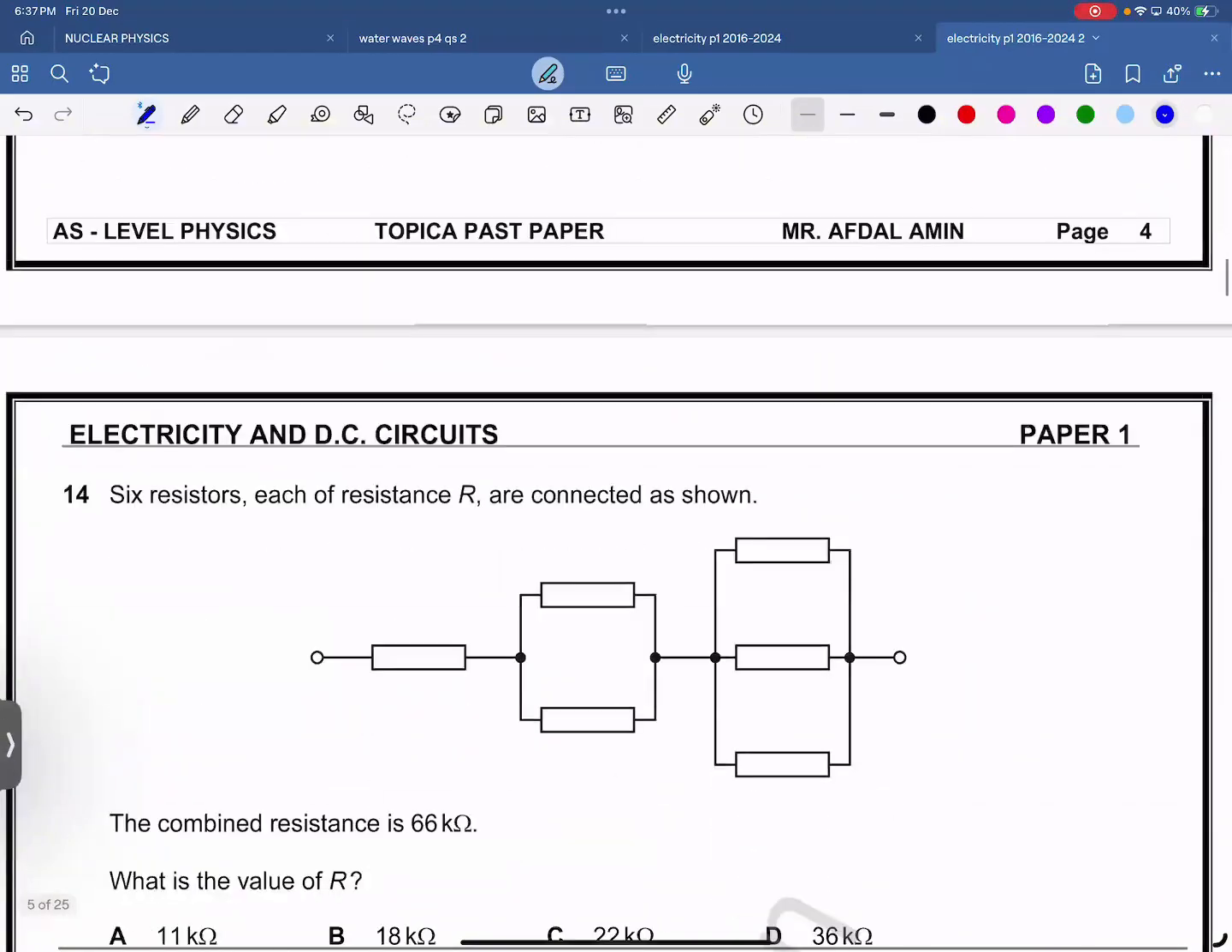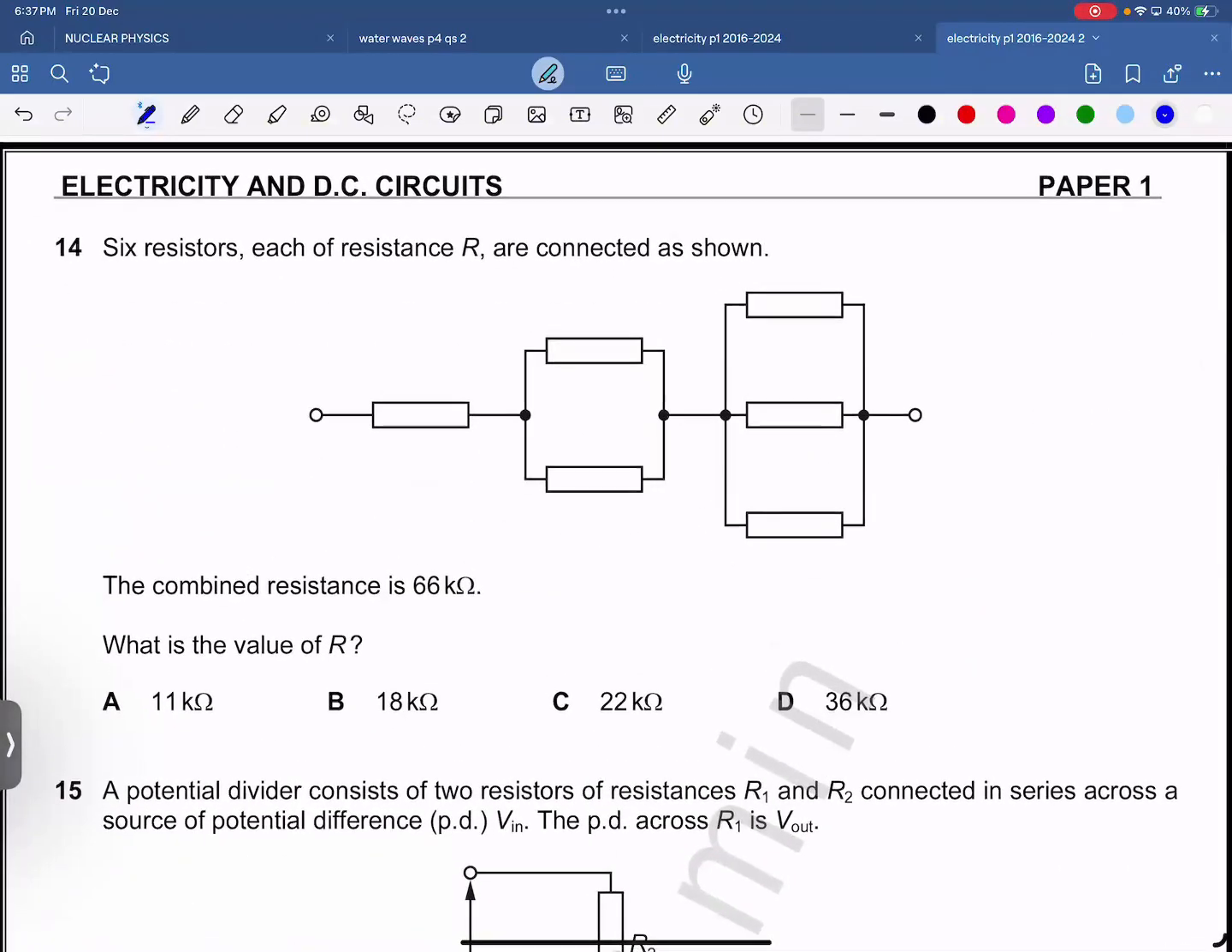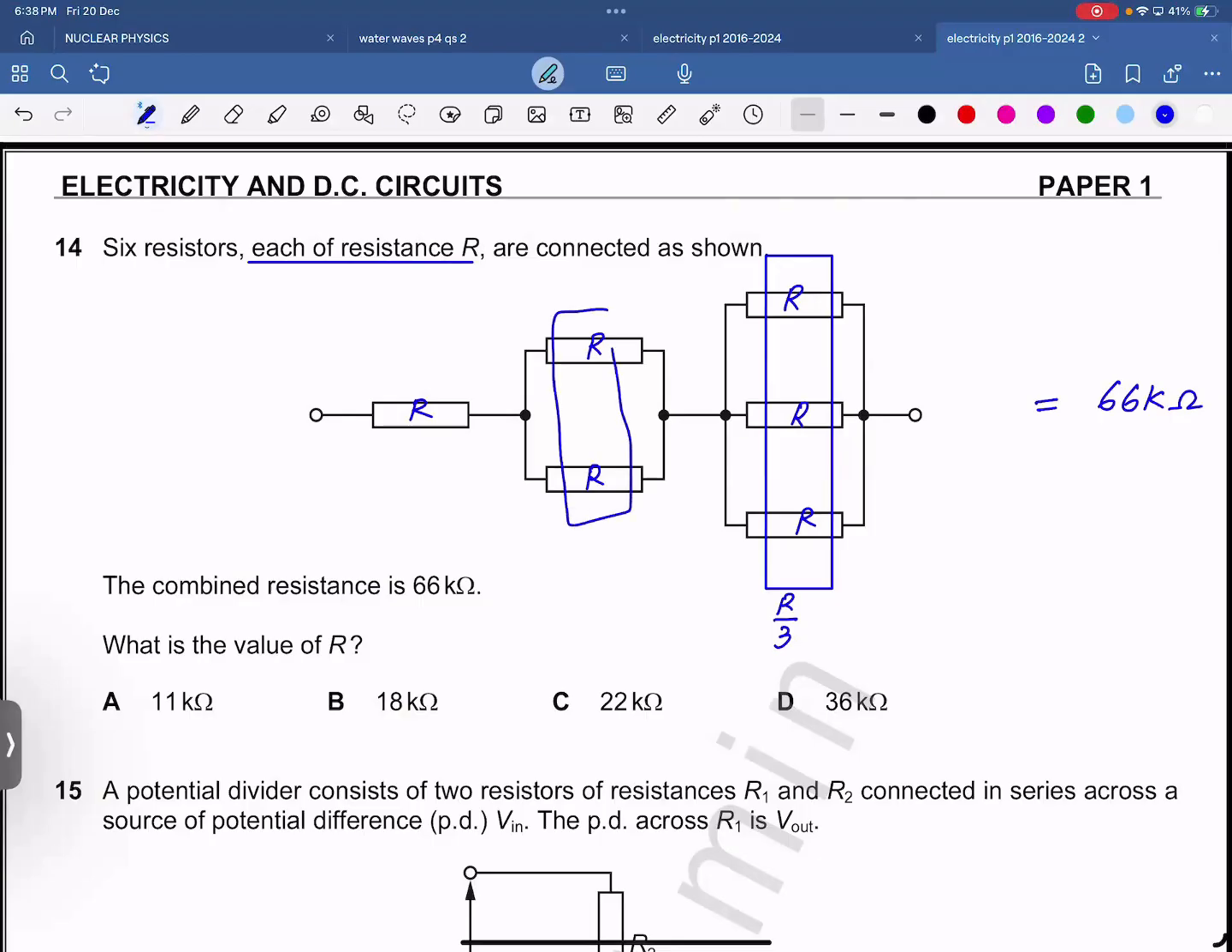Next question, number 14. This is very easy. Let's see what your approach is. I will just tell you my approach. These are all identical, each has R. You need the combined resistance of 66 kilo-ohms. These three in parallel, if identical, you say R over 3. These two are parallel and identical, you say R over 2, and this is R. Now these three are in series. So what will you do?